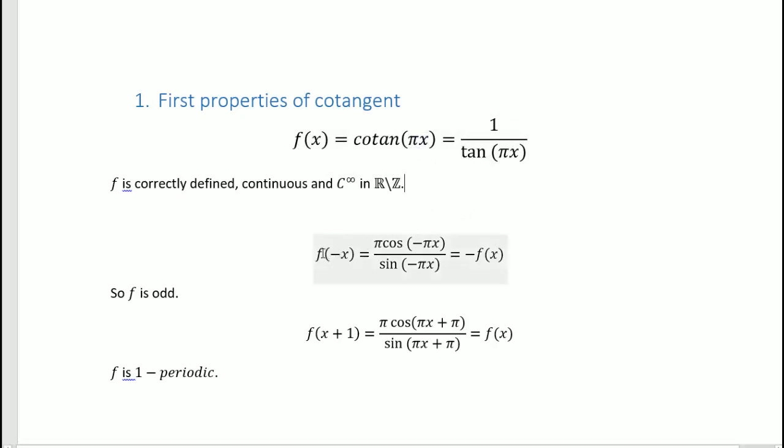So the first thing we're going to do is calculate f of minus x. We replace with the expression of tangent with sine above and cosine down, but since it's the inverse, we get this, and then we get that f of minus x equals minus f of x. So we can say that f is odd on its interval of definition.